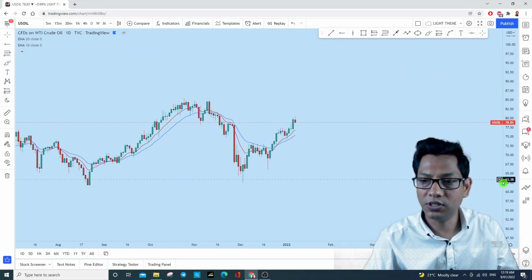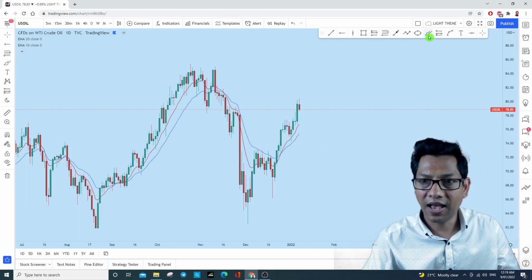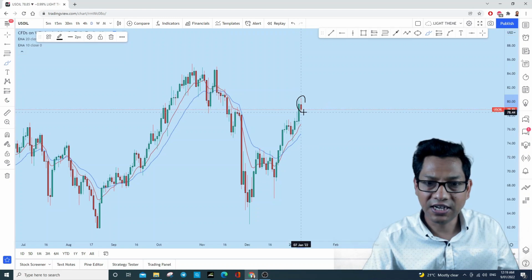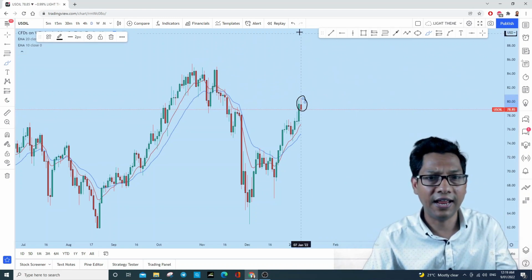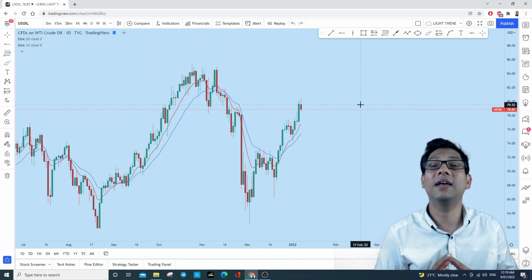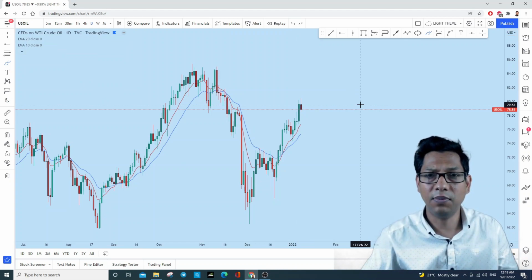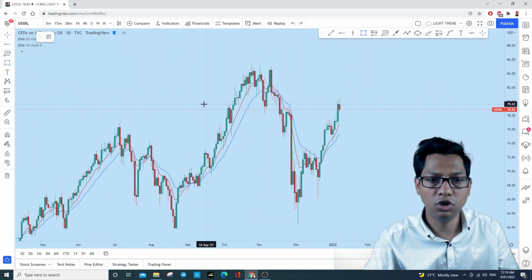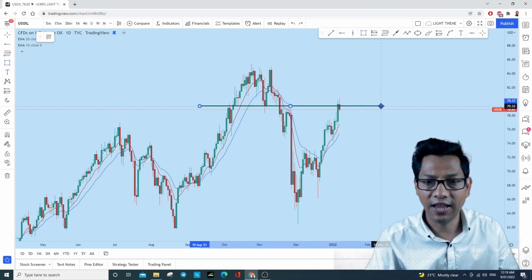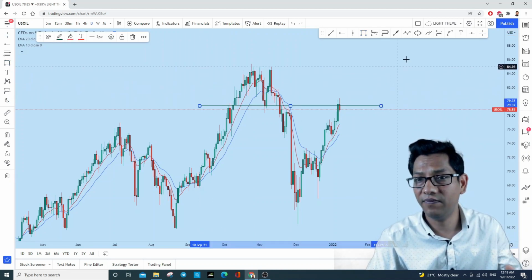Now on the daily, on the last day of the trading week, the price created a narrow red bar. Now let's see where this narrow red bar is formed. Let's draw a level along this line. This is a very significant level.